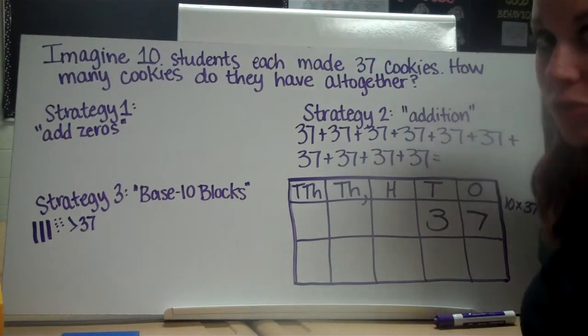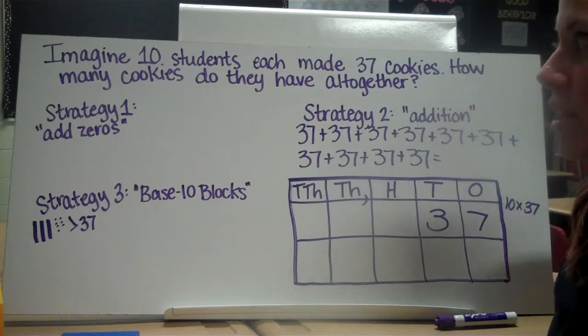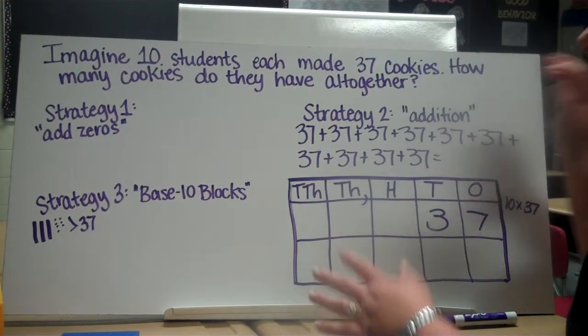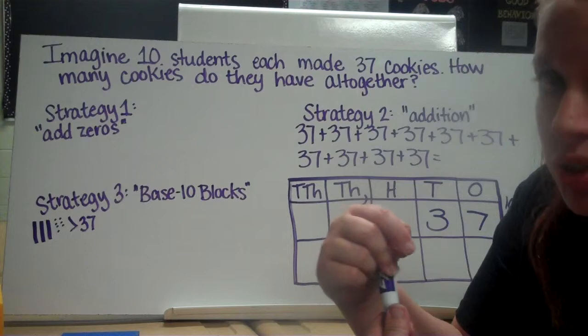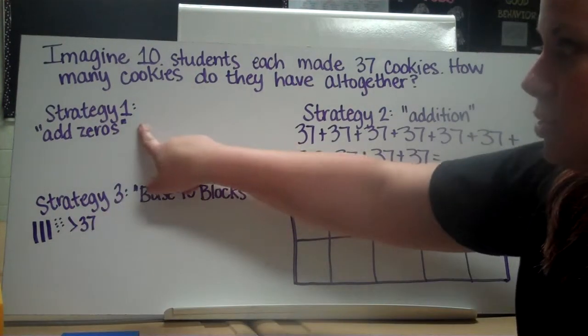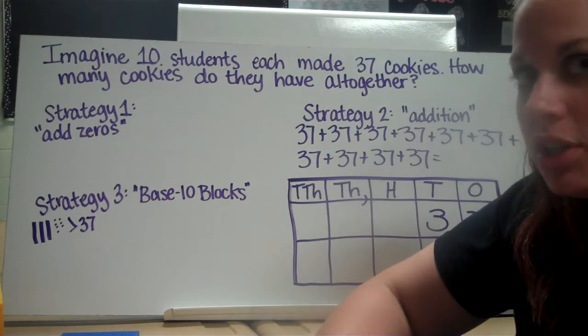So using that information that we just had, we're going to solve some problems. Imagine that 10 students each made 37 cookies. How many cookies do they have altogether? Well, we have 10 students each making 37 cookies, so we could do the first strategy, which is called the add zeros strategy.